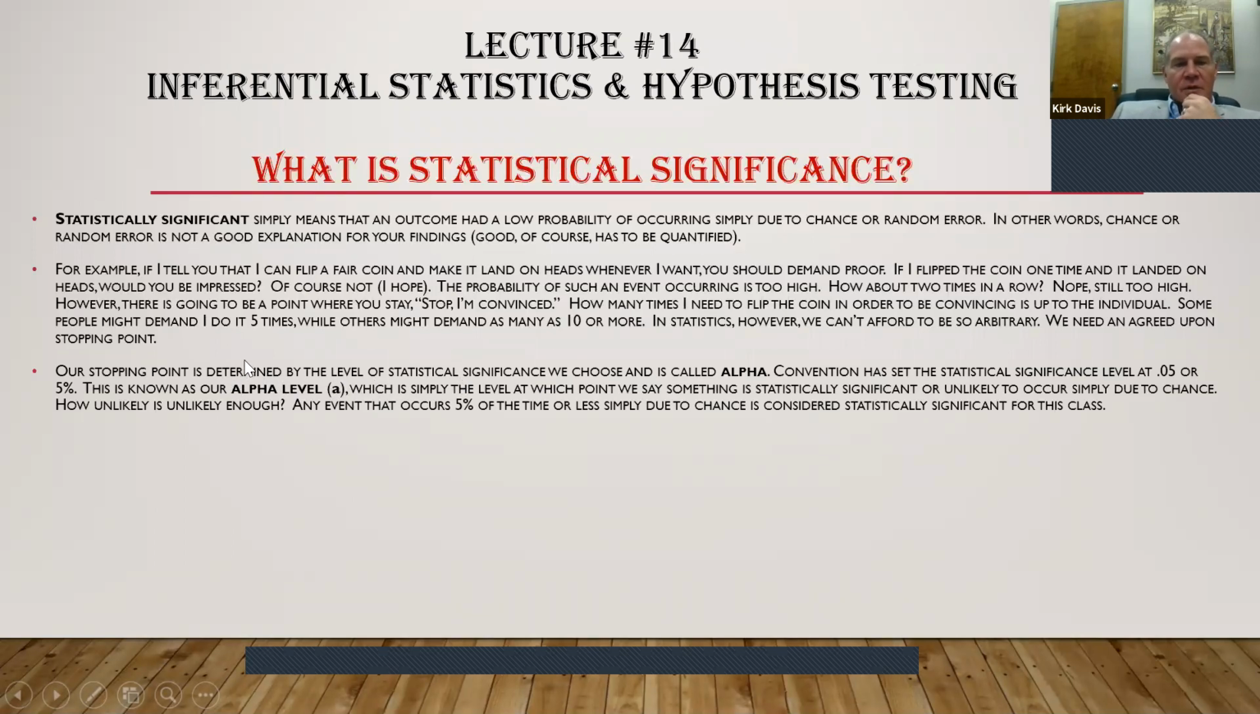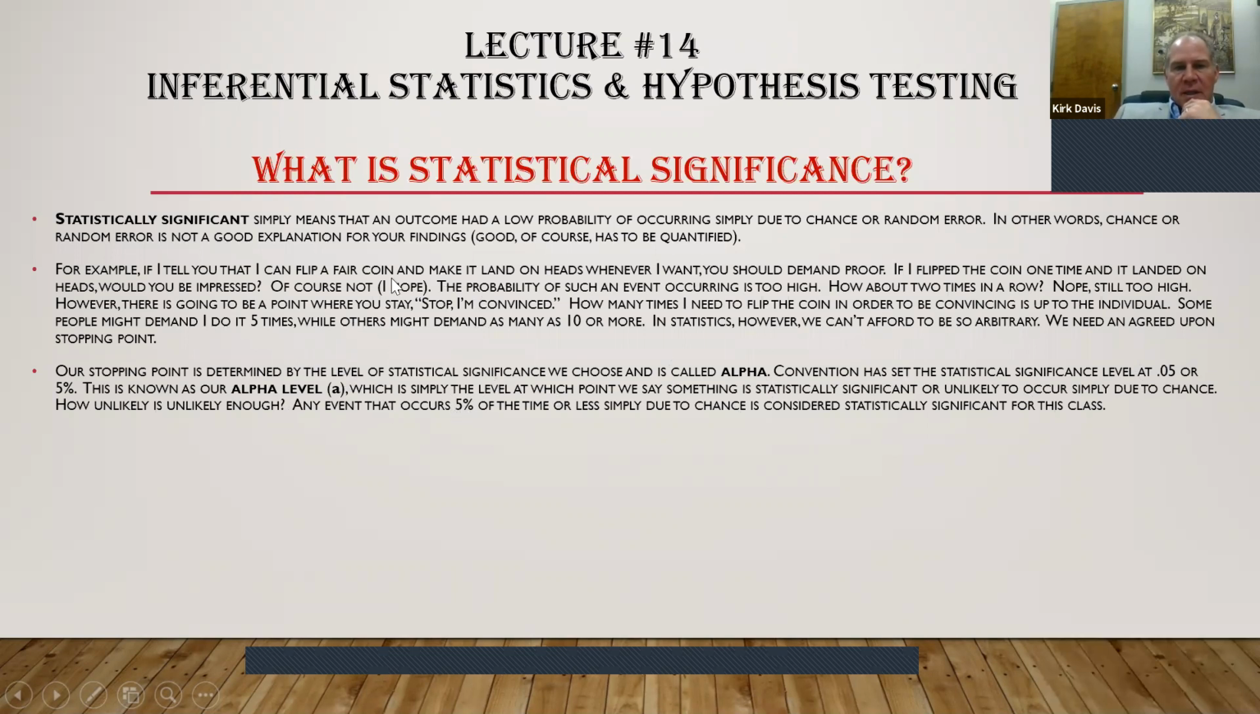And so alpha level is our statistical significance level. It's the point at which we say chance, random error, probability is no longer a good explanation for our findings. We never say chance or this random error isn't an explanation, but we just say it's not a reasonable explanation. And that's where the alpha comes in. What is reasonable? Typically, it's 0.05 or 5%. So probability 0.05 or 5% or less.